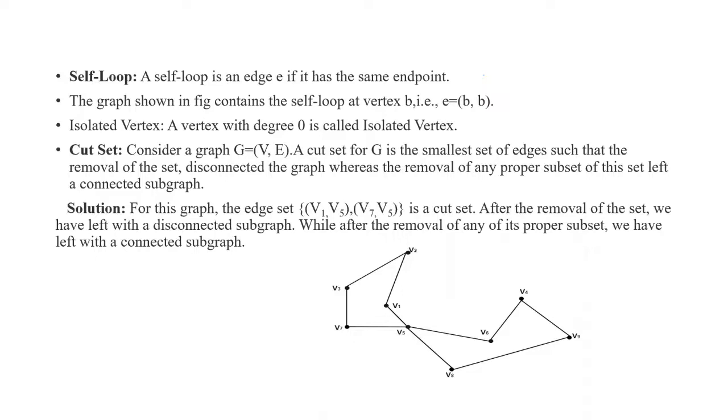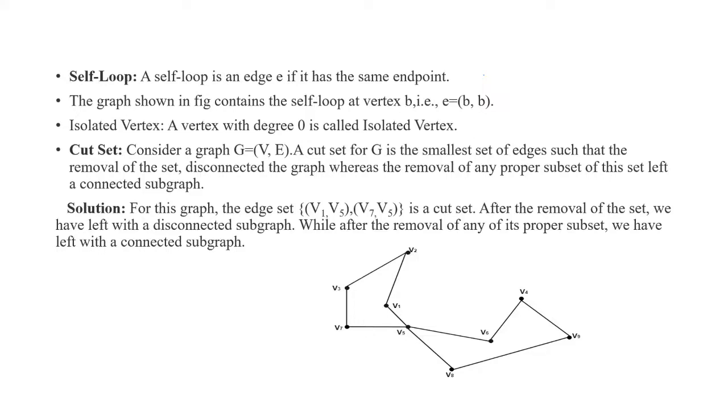Consider a graph G with set of vertices V and set of edges E, G equal to V comma E. A cut set for G is the smallest set of edges such that the removal of the set disconnects the graph, whereas the removal of any proper subset of this set leaves a connected subgraph. So by removal of edges, we disconnect the graph into two parts. So whatever the cut set is, the minimum set of those edges is nothing but the cut set.